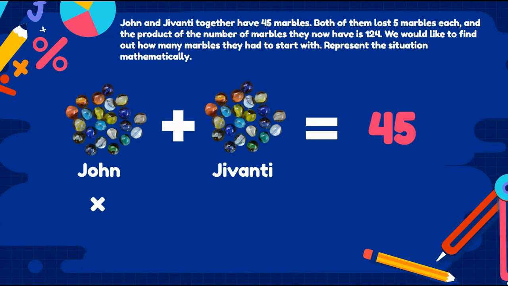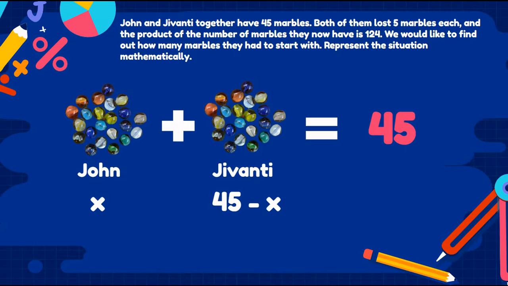And then if you also represent the number of marbles present with Jivanti in terms of x, it would be 45 minus x. So you'd be wondering, how did we get this 45 minus x? There is a short story behind that. I'll tell you now. If we consider the number of marbles present with John as x at first, and the number of marbles present with Jivanti as y, then x plus y would be 45. Alright, great.